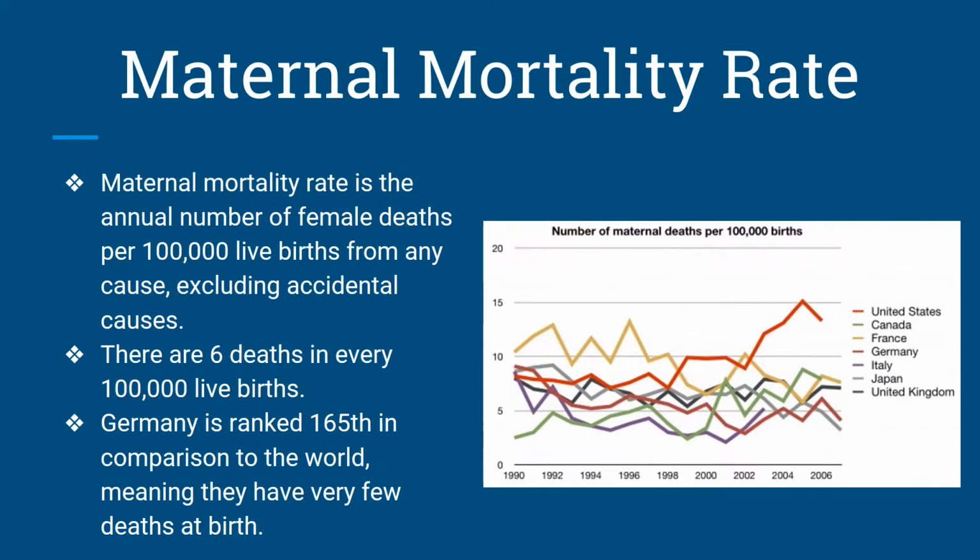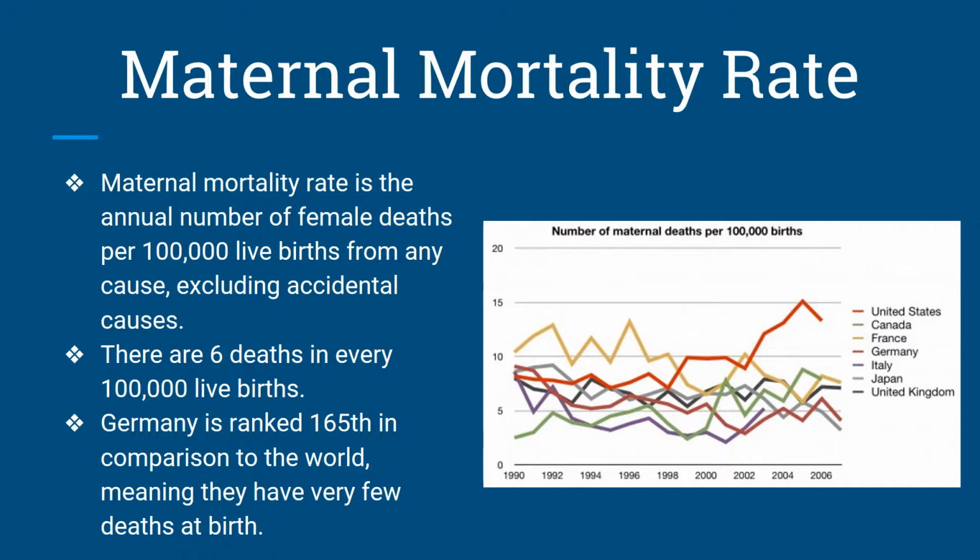Maternal mortality rate. The maternal mortality rate is the annual number of female deaths per 100,000 live births from any cause, excluding accidental causes. There are 6 deaths in every 100,000 births as of 2015. Germany is ranked 165th, which is very good. This means they have very few deaths at birth.